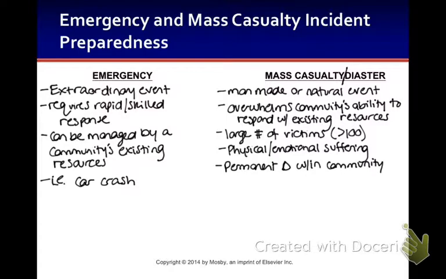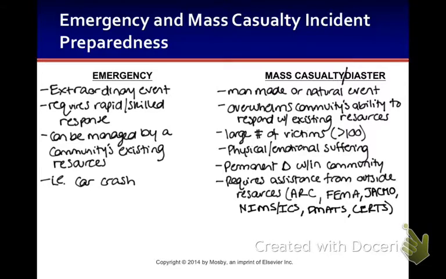There's permanent change within the community. I mean, those poor islands that are getting beat up right now, their buildings have been torn down. There's a permanent change within that community. And it requires assistance from outside sources. So the American Red Cross, FEMA, JCAHO, there's DMATs. Many of you are a DMAT team, got called into the hospital to work for several days in a row.